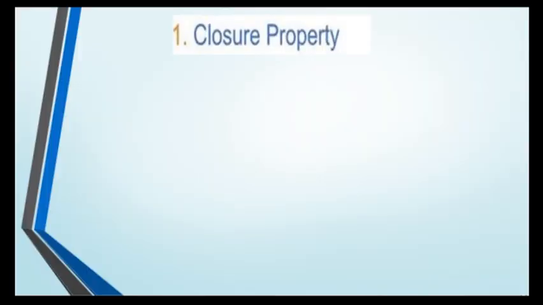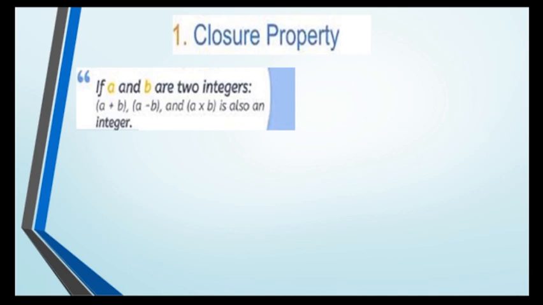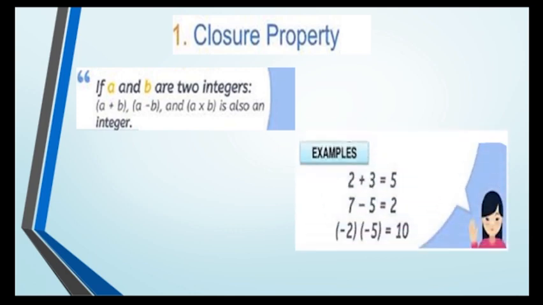Now, first property, closure property. For the closure property, it tells us that if a and b are 2 integers, then a plus b, a minus b, a multiplied by b is also an integer. Look at some examples here. 2 plus 3 equals 5. There were 2 positive integers, so we will get a positive value only.